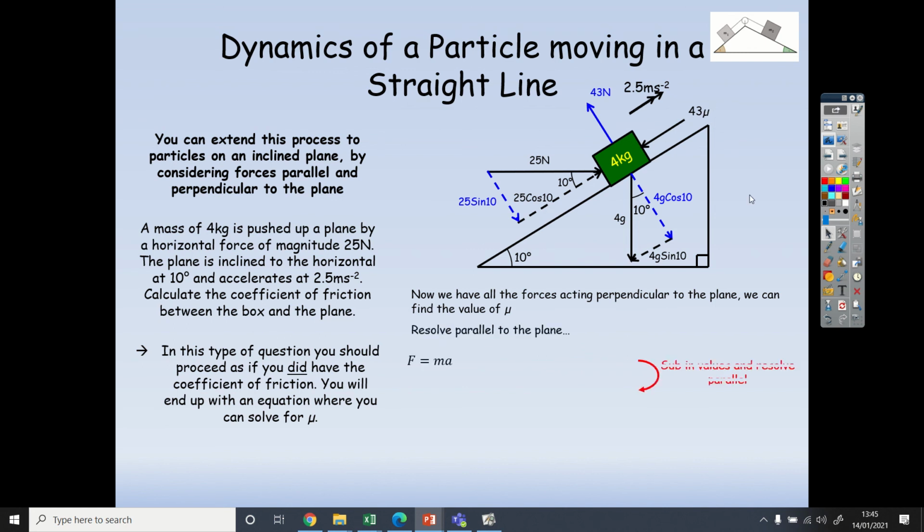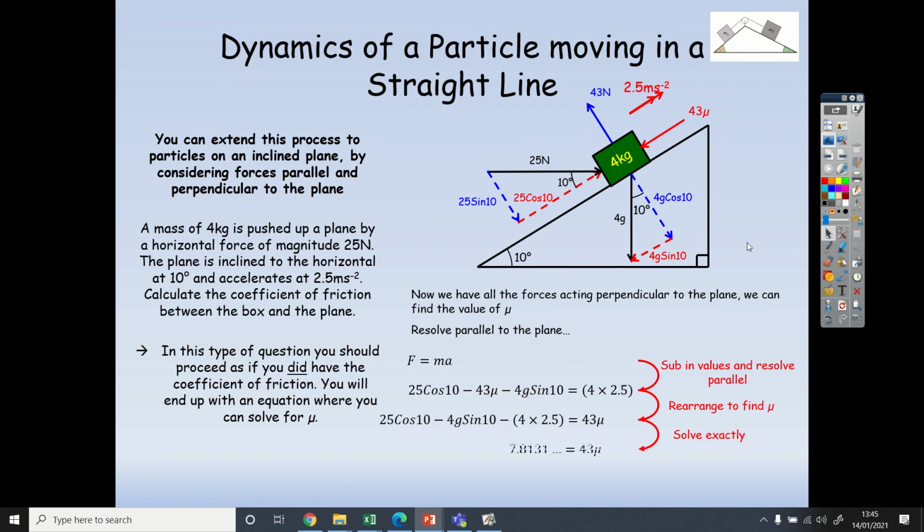So now we're going to resolve in the red directions, towards acceleration. So up the plane: 25 cos 10 minus 43 mu minus this one equals 4, the mass, times 2.5, the acceleration. And then you rearrange it and solve it exactly for mu, 0.18. The setup for these questions is quite similar. It just depends on what you're trying to find, and make sure that you're pointing things the right way.